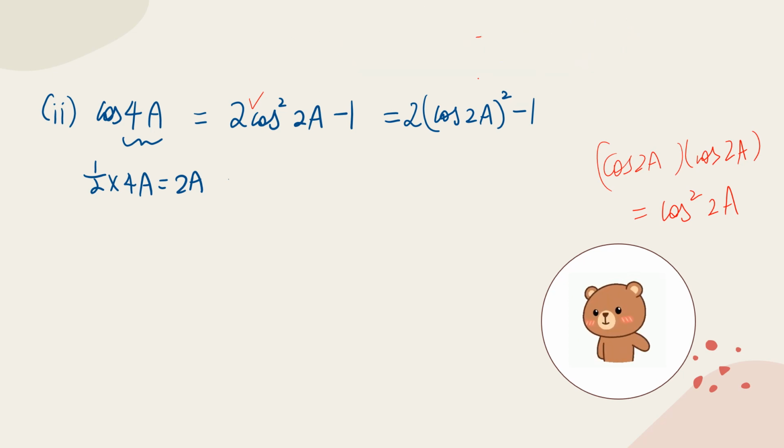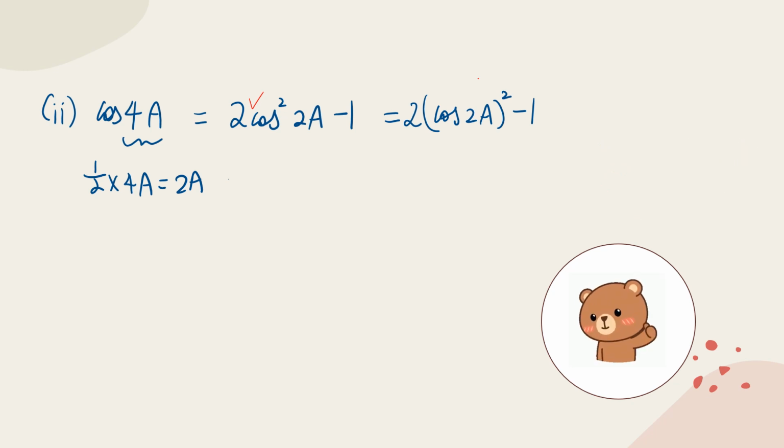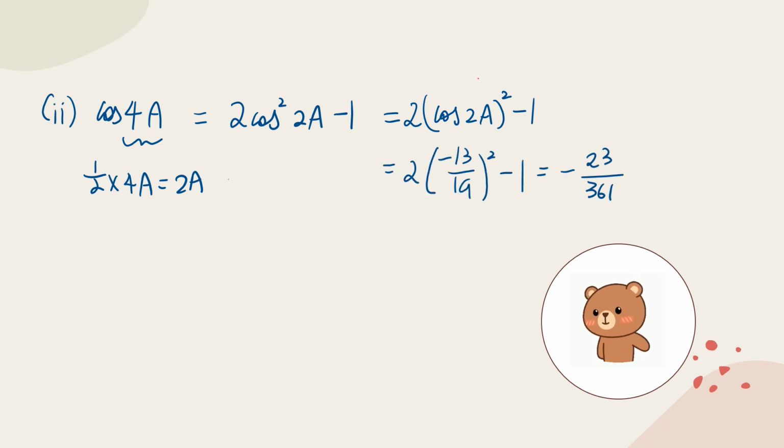Because in an exam, there is this thing called the time constraint. So we don't want to do anything that doesn't help us get the answer as soon as possible. So we can sub in the value for cos 2a, which we found earlier in part 1 to be negative 13 over 19. And then, of course, you can easily use a calculator and leave your answer as a rational number.